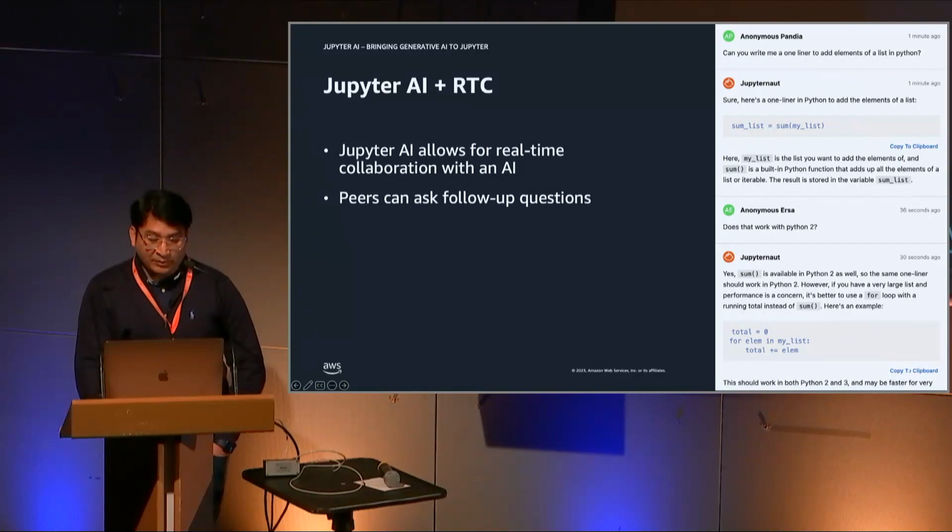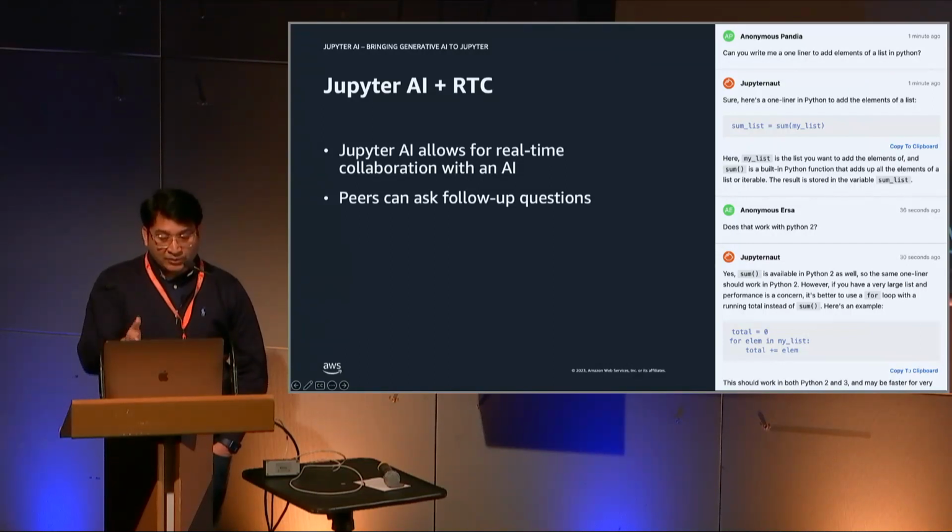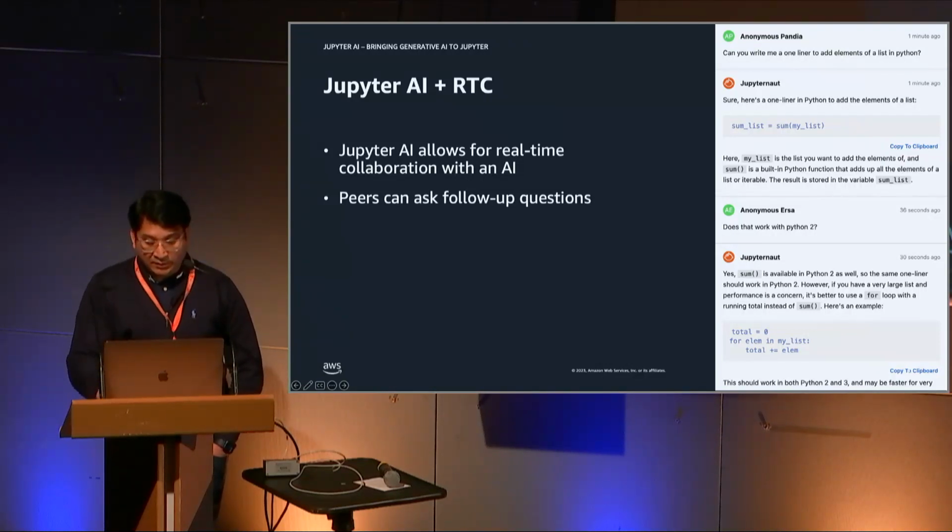And so you can see an example here. There are 2 users here, anonymous Pandya and anonymous Ersa. The first one is asking a question about adding elements of a list. And then the second user came in and asked a question in the same context. And so we are using LangChain to run these chains, and we're using memory so that the context is carried from one chat to another.